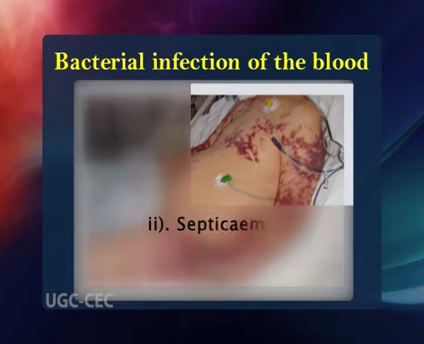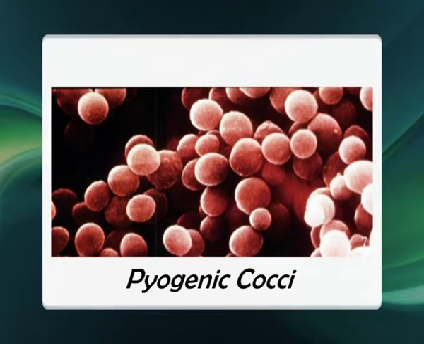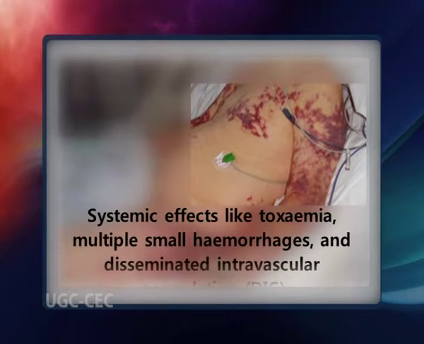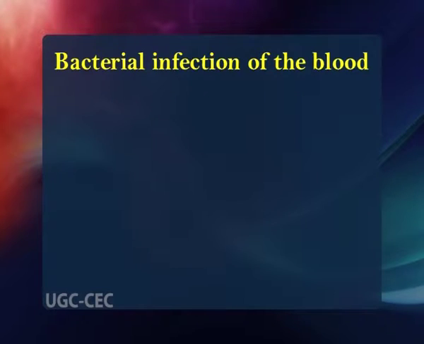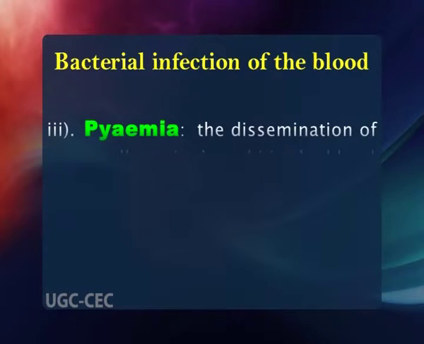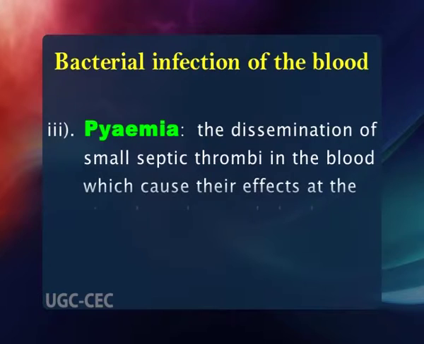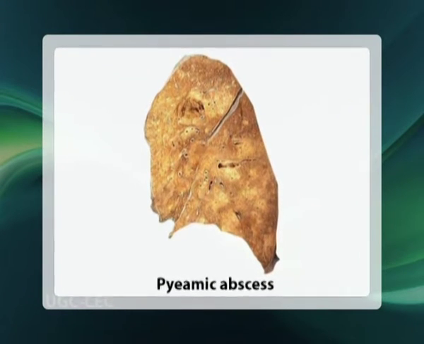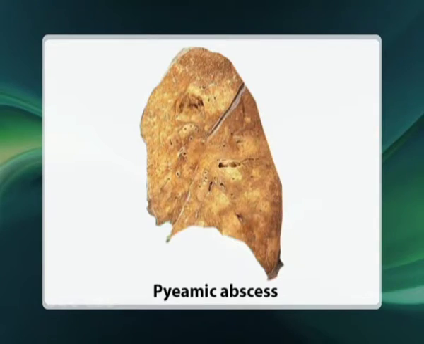Next is septicemia. Septicemia means presence of rapidly multiplying, highly pathogenic bacteria in the blood, for example, pyogenic cocci. Septicemia is generally accompanied by systemic effects like toxemia, multiple small hemorrhages, and disseminated intravascular coagulation. Next is pyemia. Pyemia is the dissemination of small septic thrombi in the blood, which cause their effects at the site where they are lodged. This can result in pyemic abscesses or septic infarcts.